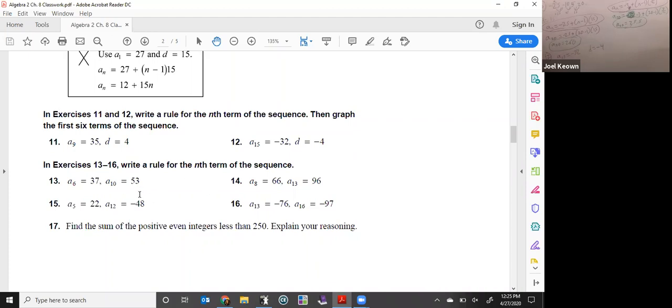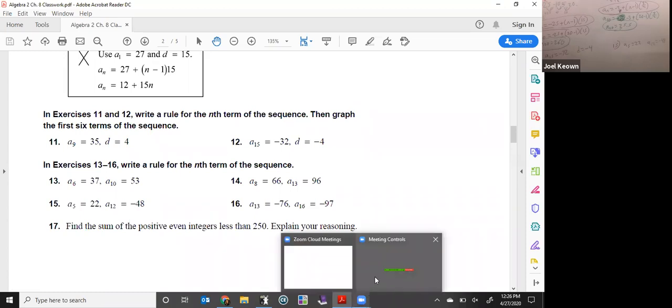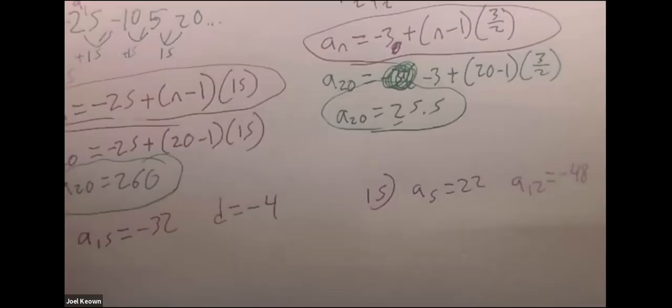Let's see which one of these is the more difficult. We'll try 15. They're all pretty much about the same. 15 is a sub 5 equals 22, a sub 12 equals negative 48. Switch over. And all of these ask for the nth term. It says graph the first 6 terms of the sequence. Don't worry about graphing 6 terms, just write the formula. There we go.